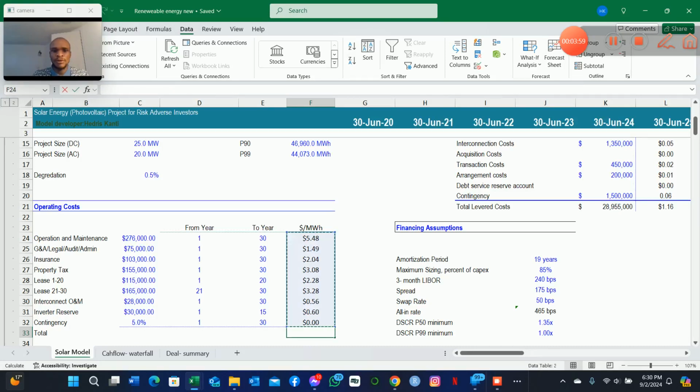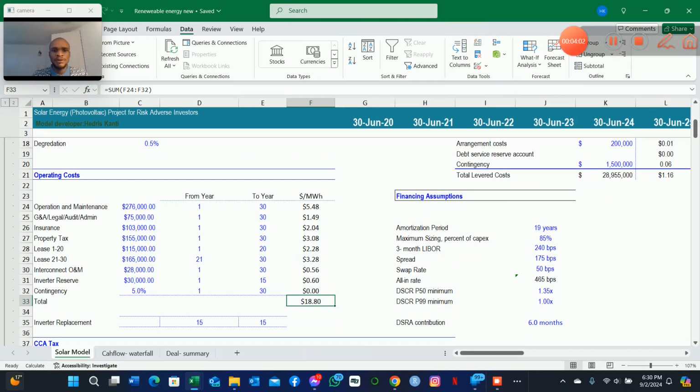So we can now auto sum that, and we get the total there. And then for the inverter replacement, we know that the inverter reserve is going to accrue over time. They set up $30,000 a year for 15 years, so that in case the inverter has to be replaced, there is a cost that has been set aside already for that replacement. We have to account for that cost going forward, because we're going to be using that later on in calculating our free cash flow.